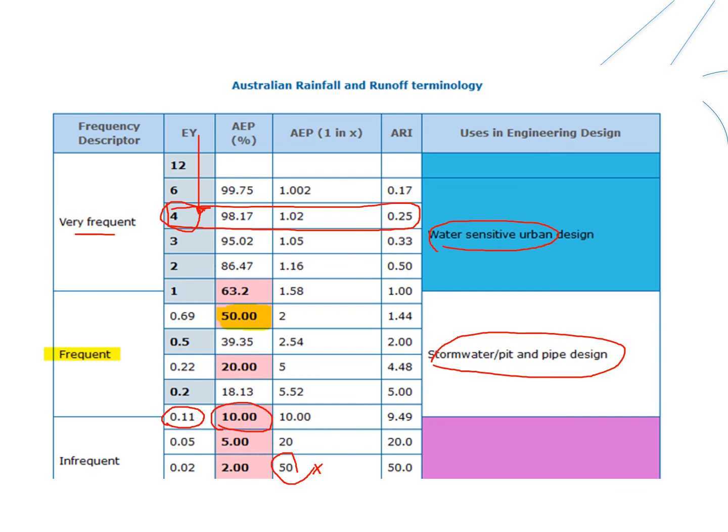And you can also calculate the average recurrence interval. Okay, so ARI is another term.